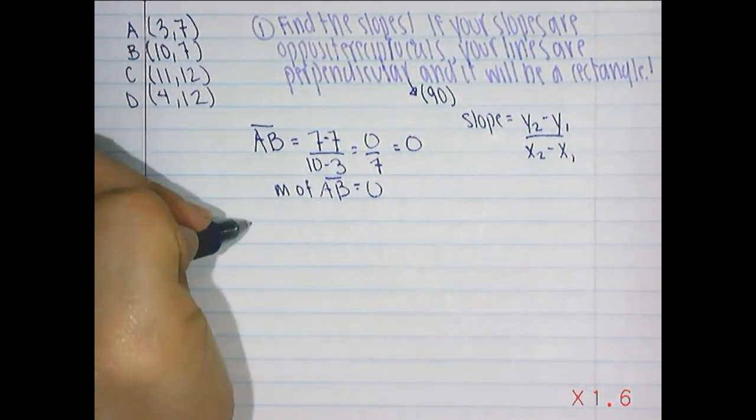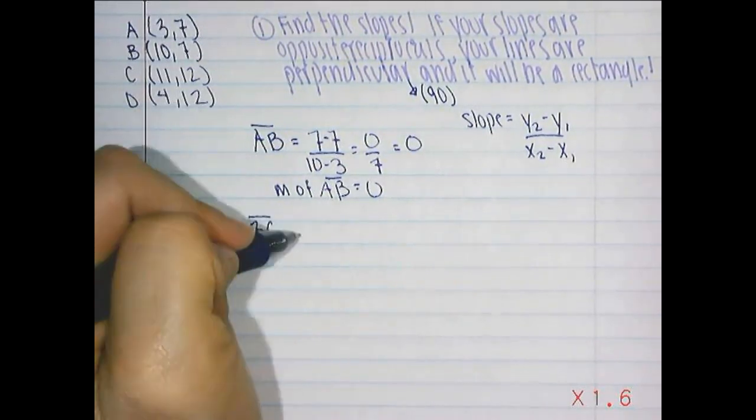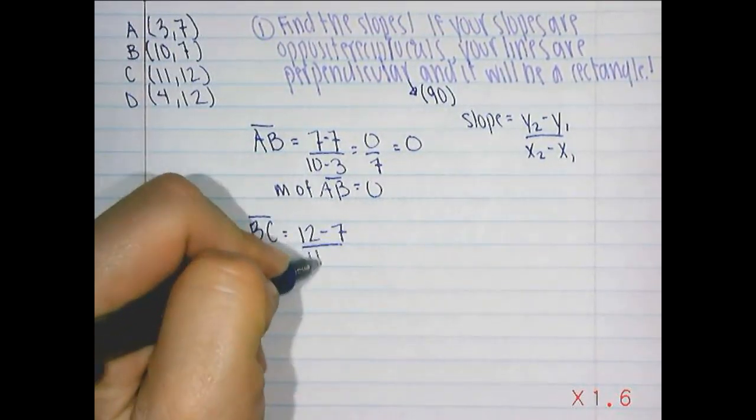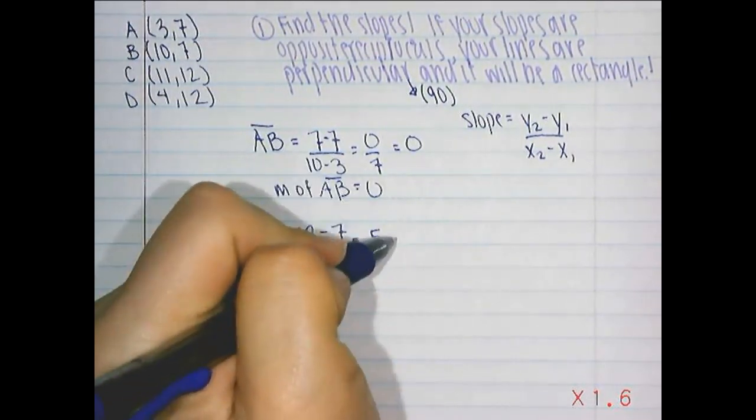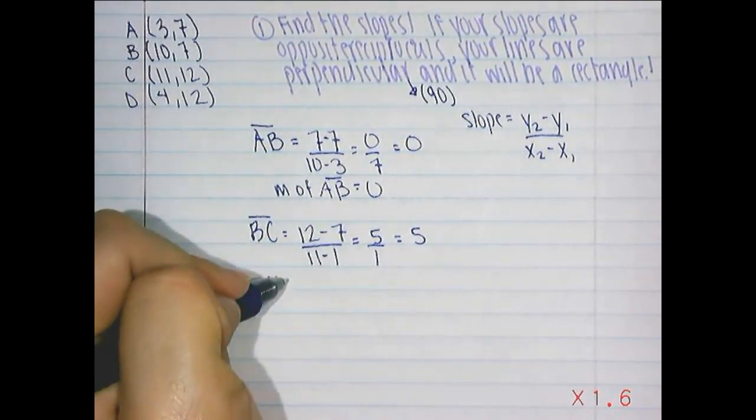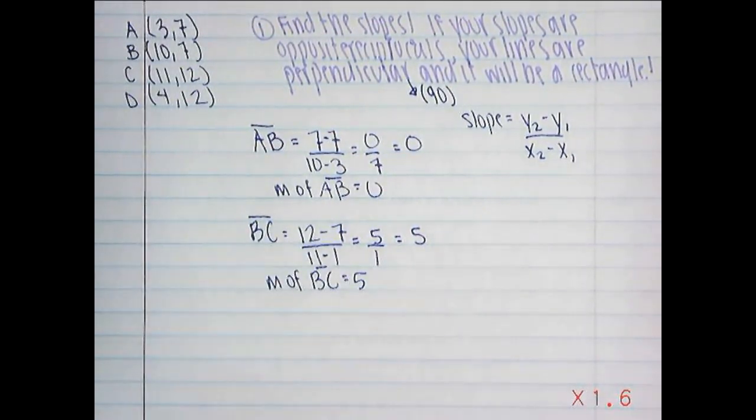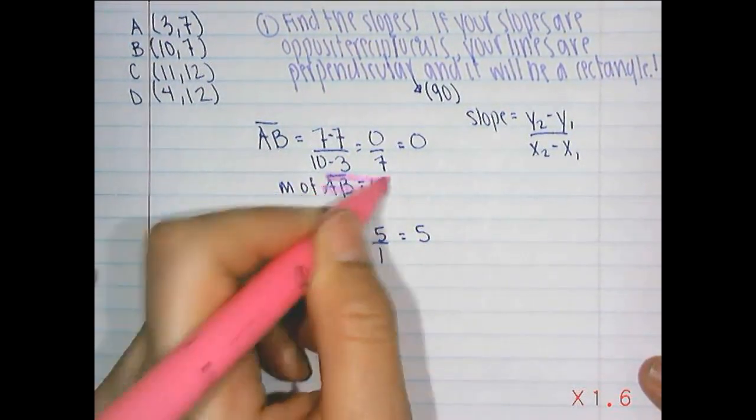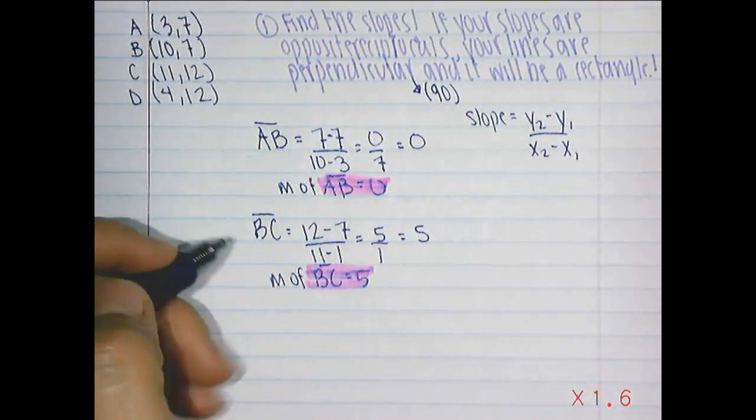Now we want to find the slope of BC. So I'm going to do 12 minus 7 over 11 minus 10, and that will give me 5 over 1, or simply 5. We know that the slope of BC equals 5. So I'm going to go ahead and highlight these slopes and continue finding my slopes.